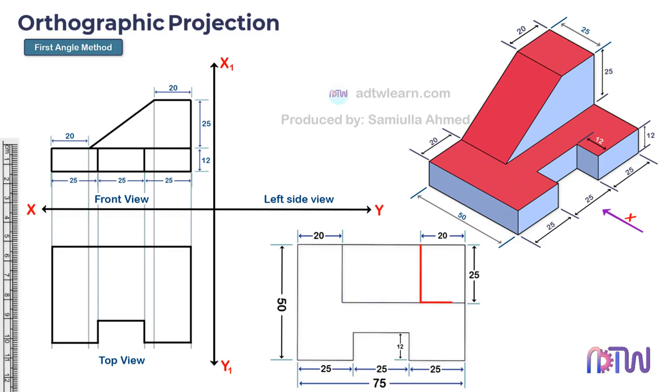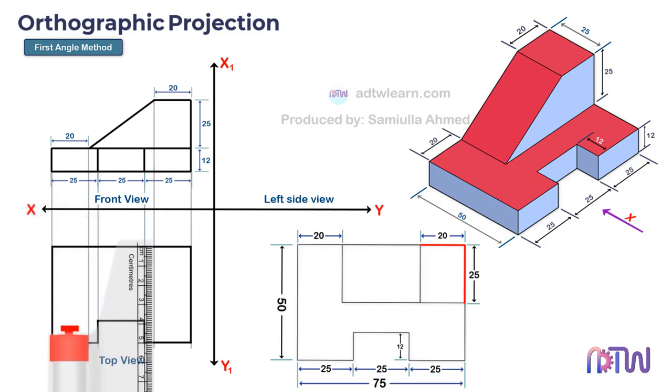Next, we need to draw this section. We know this width is 20 millimeters, which is equal to this length. This height is 25 millimeters. Using this vertical line as a reference, draw a vertical line of 25 millimeters and construct a rectangle.